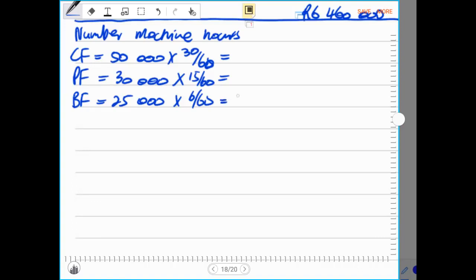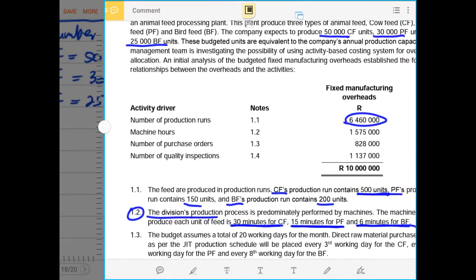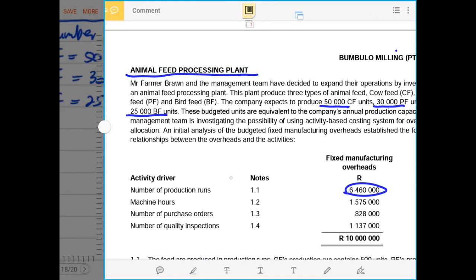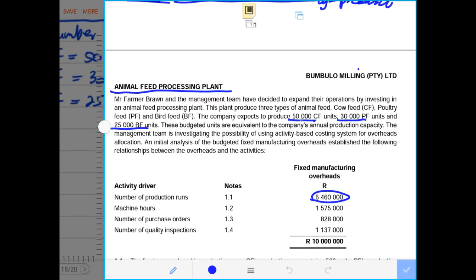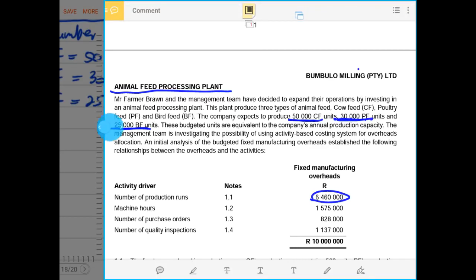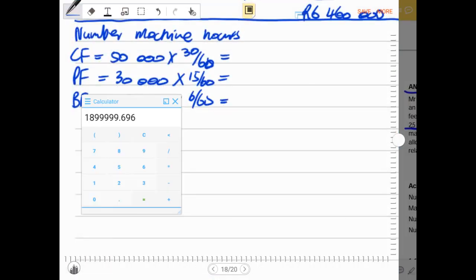Then let us calculate the time that is required, just to confirm that it was all the time that I've given to you. First one is 30 minutes, half an hour, 15 minutes. Another one is 6 minutes. And remember the number of units that were manufactured. Don't forget that. For product CF, it was 50,000, 30,000 PF, and 25,000 for product BF. So we need the time it took for them to complete these units.